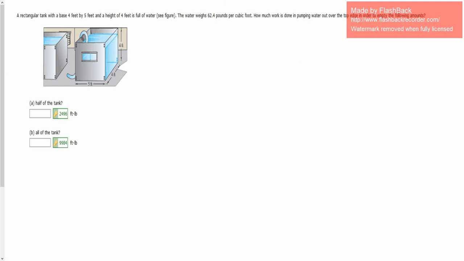Since the water is pumped over the top edge, and they say half of the tank, with the height being 4 feet, we have to measure from the midsection up. We want to take that into consideration. Again, we're calculating the work, which is the force times the displacement. For part A, we calculate the work here.